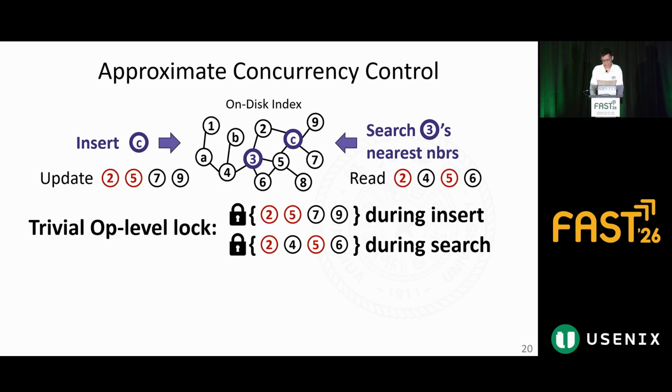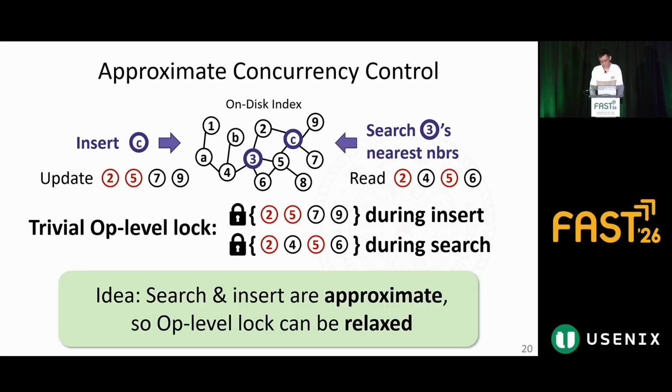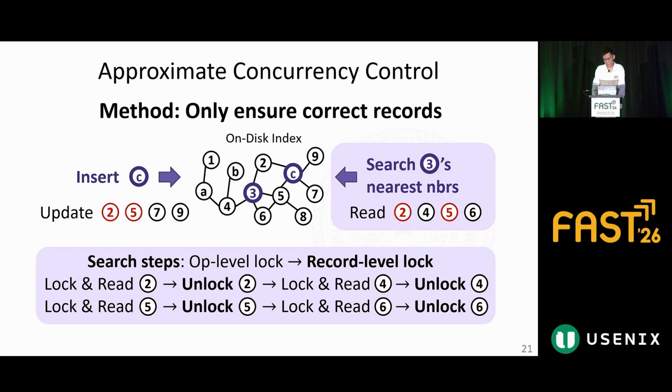The key idea is that search and insert are both approximate processes. Search returns an approximate set of top k neighbors of the target vector, and insert finds an approximate set of top k neighbors as the candidate neighbors of the new vector. Therefore, operation-level locks can be relaxed to record-level locks. Specifically, based on this idea, we relax the concurrency control mechanism to record level, namely, only ensure that each record read and updated is correct, but not necessarily the same version.